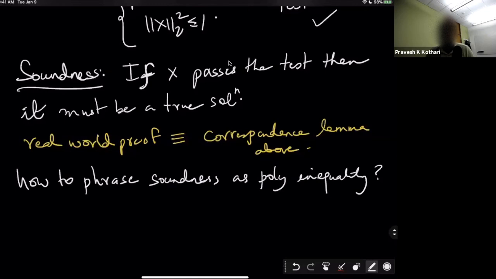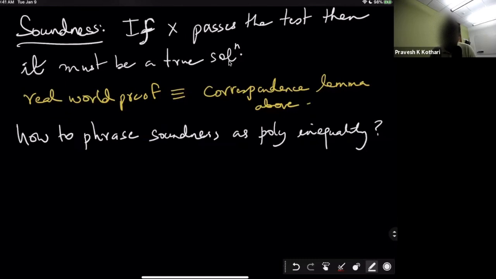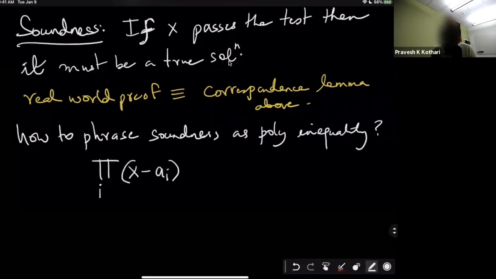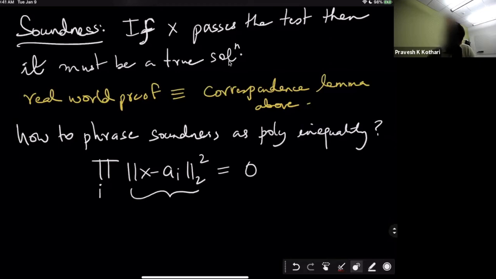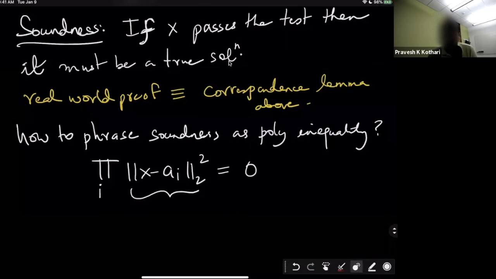Okay, let me take one attempt, to show you the pitfalls of it at least. A natural way is to say that the product of X minus AI, let's say the product of the norms, right? This is a degree 2 polynomial inside each, and now I'm multiplying them out. I'm saying that the only way this product is 0 is if X is equal to one of the AIs. So this definitely captures the soundness claim here.